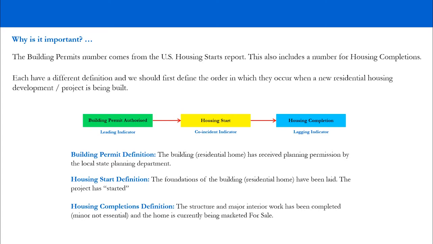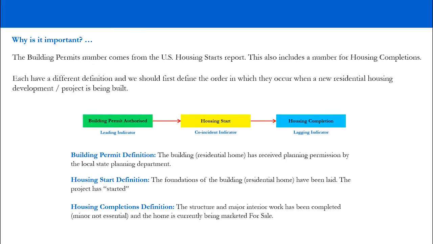If the building permit number is very, very low, so the amount of applications statewide that go into local state planning departments is really low, then it means that there's going to be fewer housing projects started, so fewer housing starts, and therefore further down the line, fewer completions. So what this number does for us is give us a very good indication of the growth in the future of the US housing market. And that in itself is an extremely important indicator to the future health of the US economy.